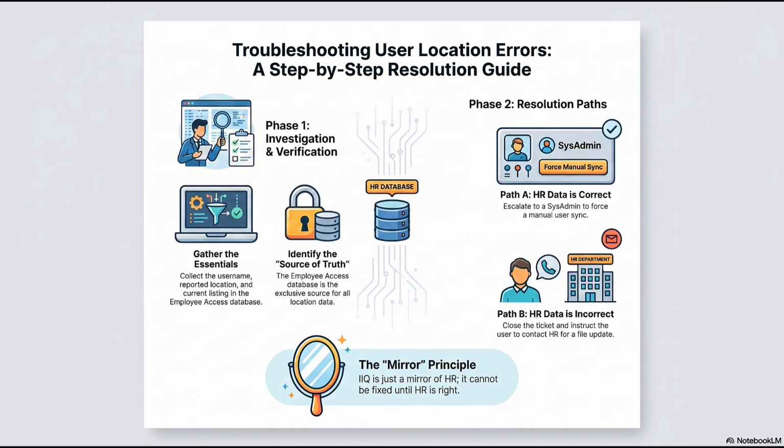Because here's the secret. Your IIQ ticketing system runs a direct sync with Employee Access, which literally means every single piece of location data comes exclusively from whatever HR sets. So remember, your ticketing system is basically just a mirror of HR's data. If Employee Access is right, sync it. If it's wrong, send them straight to HR.